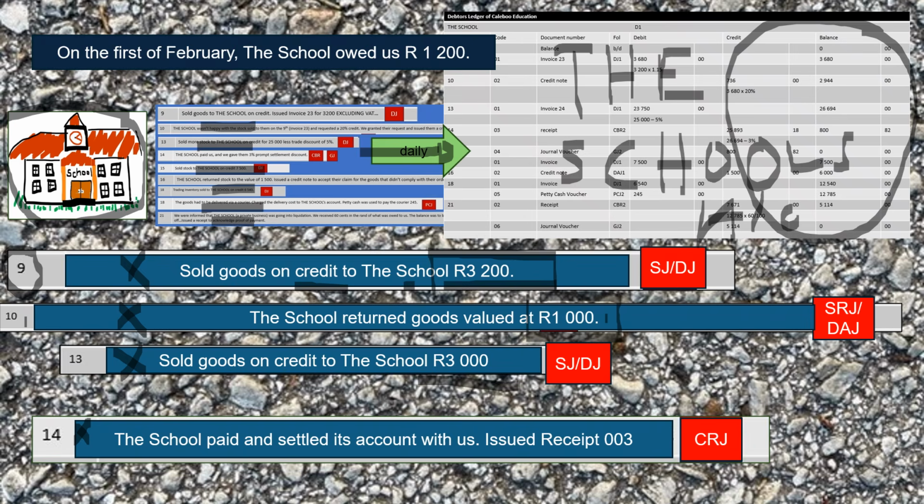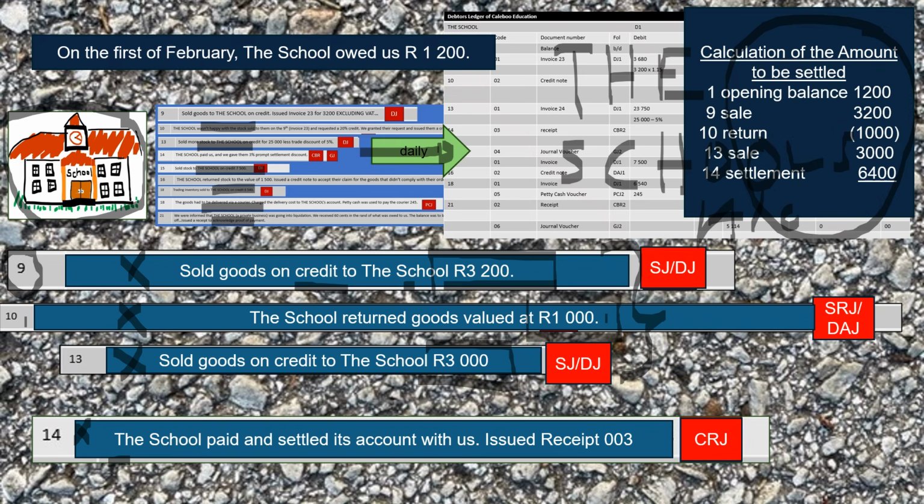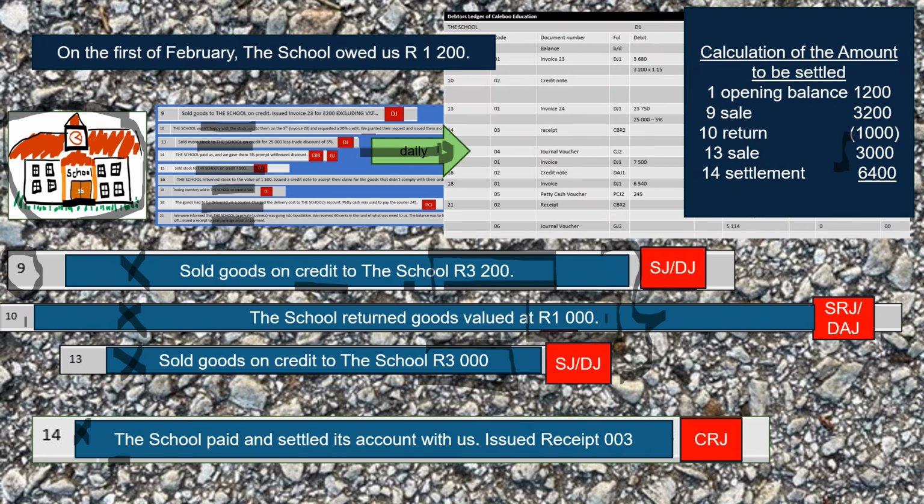Then there was another credit sale to the school of 3,000. Only then did the school pay. So these three transactions, which I've made up to illustrate this, took place. And now the school is paying us on the 14th what is owed. And I did this calculation taking the information from the transactions here in blue. I will work through this slowly.